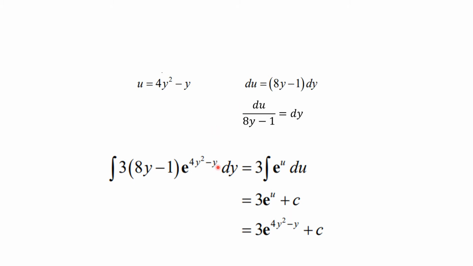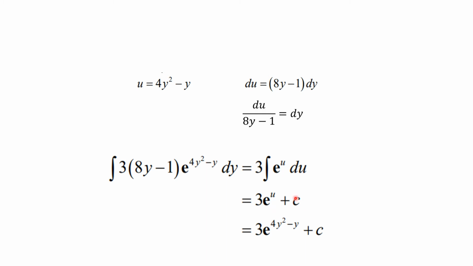Now when I plug that in, this function of y will cancel with that function of y, and magic happened again. Now I can pull the 3 through the indefinite integral, so I have this, and then this is going to be 3 times the integral of e to the u du. The indefinite integral is just e to the u plus c.